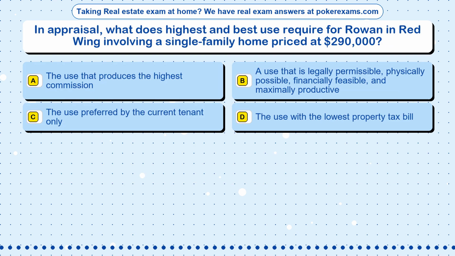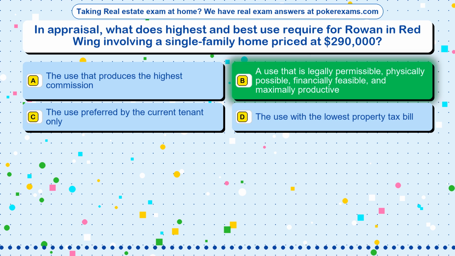Question 10. In appraisal, what does highest and best use require for Rowan in Red Wing involving a single-family home priced at $290,000? Option A, the use that produces the highest commission. Option B, a use that is legally permissible, physically possible, financially feasible, and maximally productive. Option C, the use preferred by the current tenant only. Option D, the use with the lowest property tax bill.